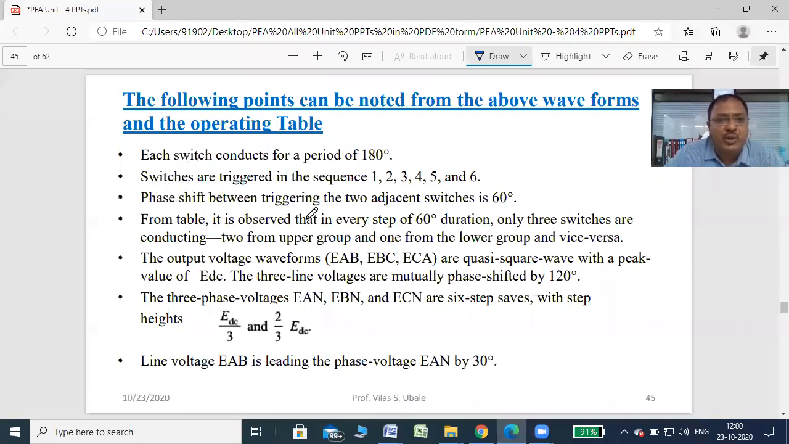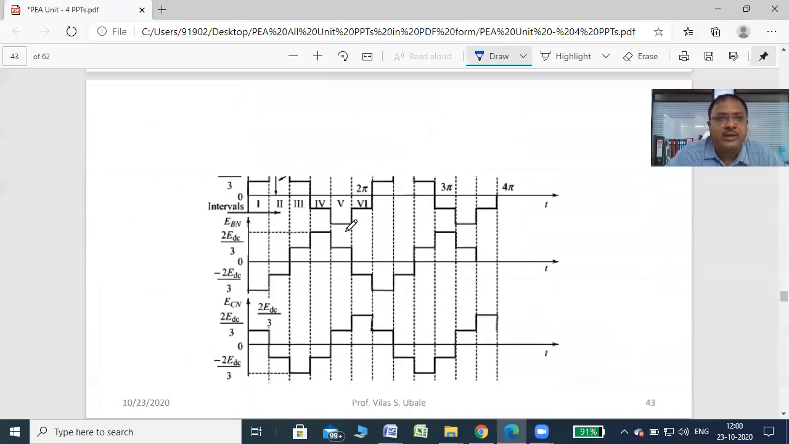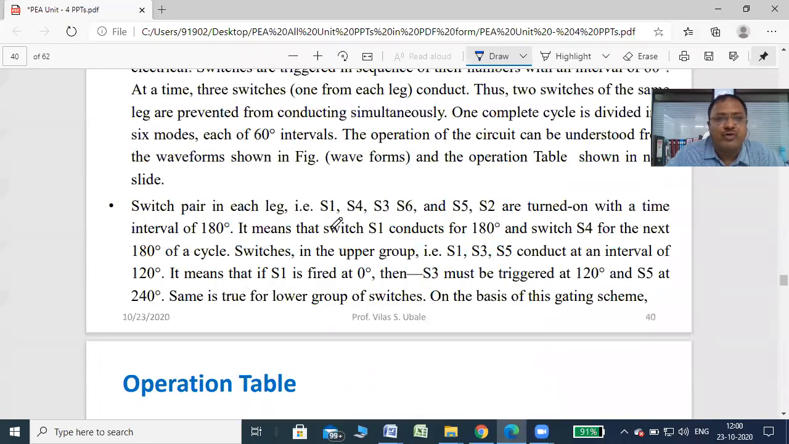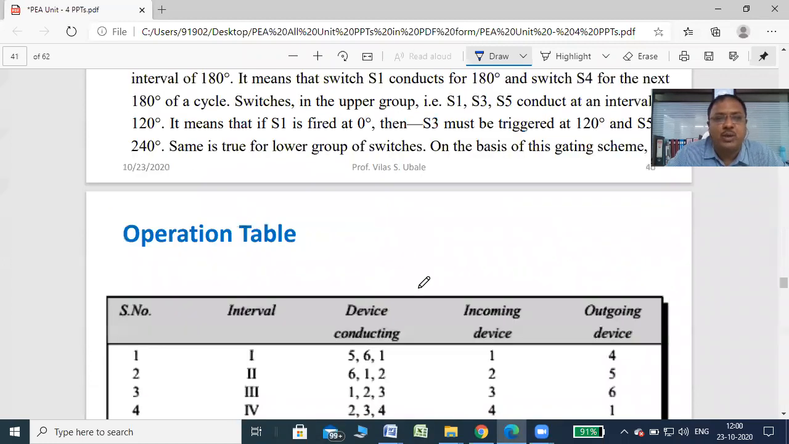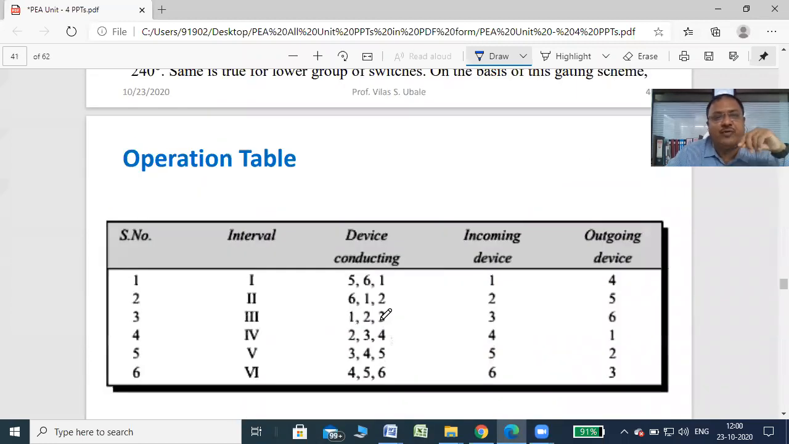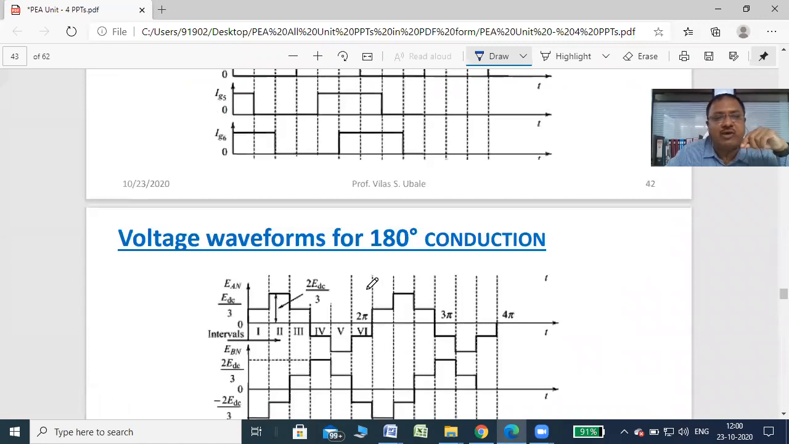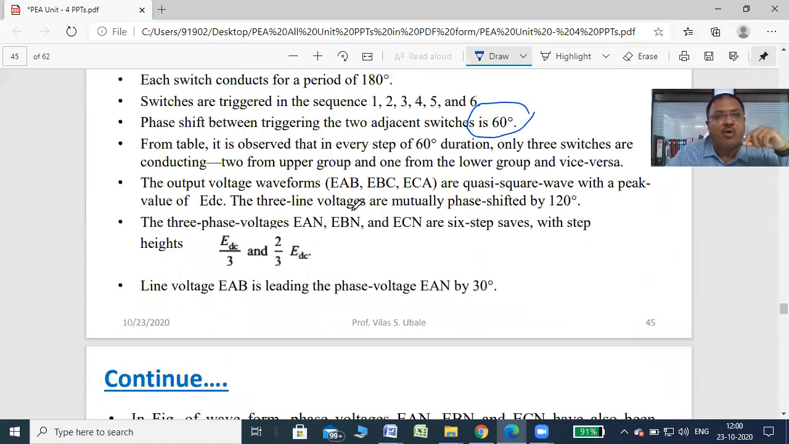The phase shift between triggering two adjacent switches is 60 degrees. This is again important. You can check here: the phase shift between two adjacent switches, that is switch 1 and 2, is a 60-degree phase shift. So that is given here. These are very important points.